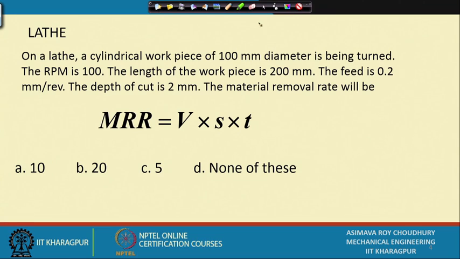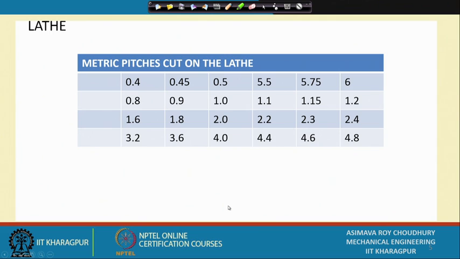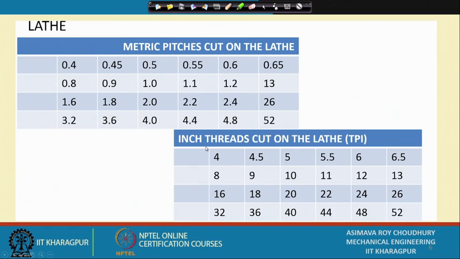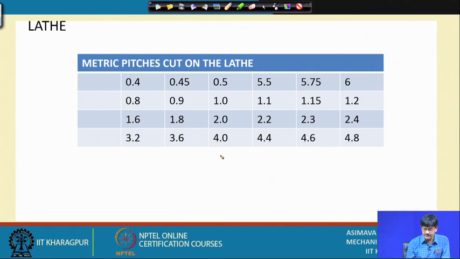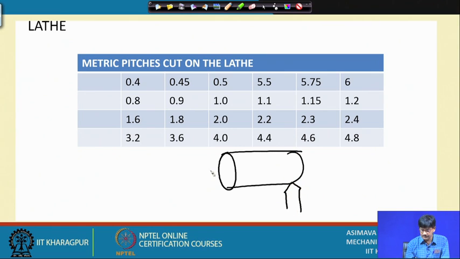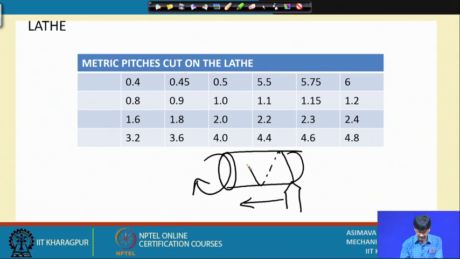Next, now on the lathe we might be having the problem that we have to cut different threads. How do we cut threads? We have learned that we use the lead screw for cutting the threads, and we rotate the workpiece. So, this is the workpiece which is rotated, and by the side of it the cutter moves. The workpiece is rotated, the cutter is moved this way, and this defines a helix.